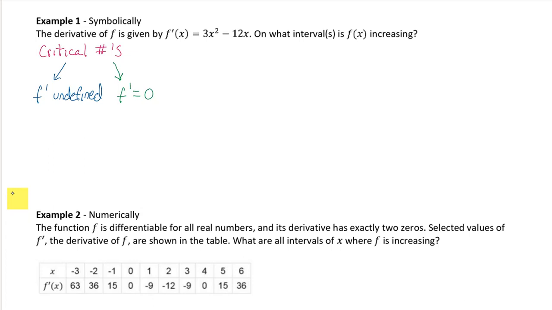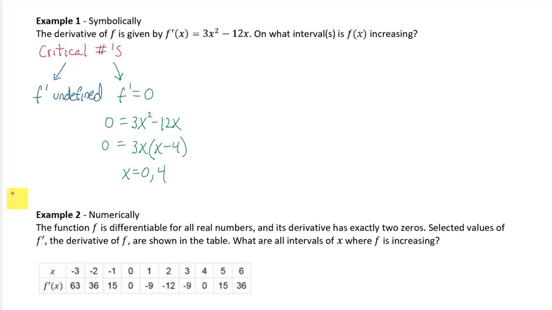In this case, we can set the derivative equal to 0, so we're going to start off with that: 3x squared minus 12x equals 0. I'm going to solve this equation and factor out a 3x. That leaves me with x minus 4. If you set both of these factors equal to 0, you get x equals 0 for one solution, and for the second solution, x equals 4.